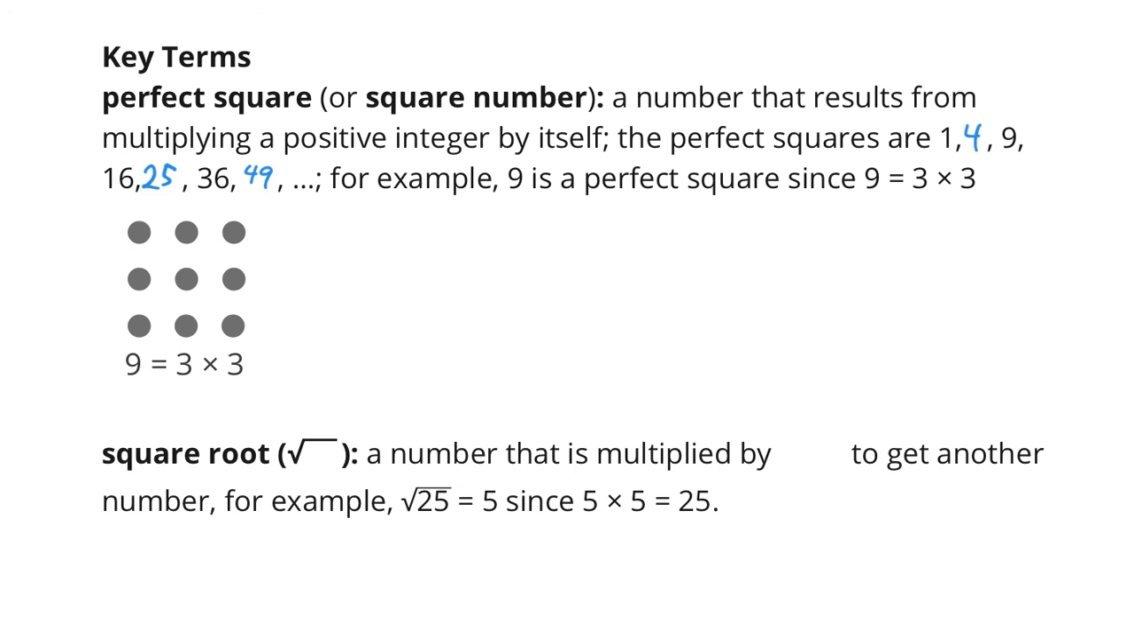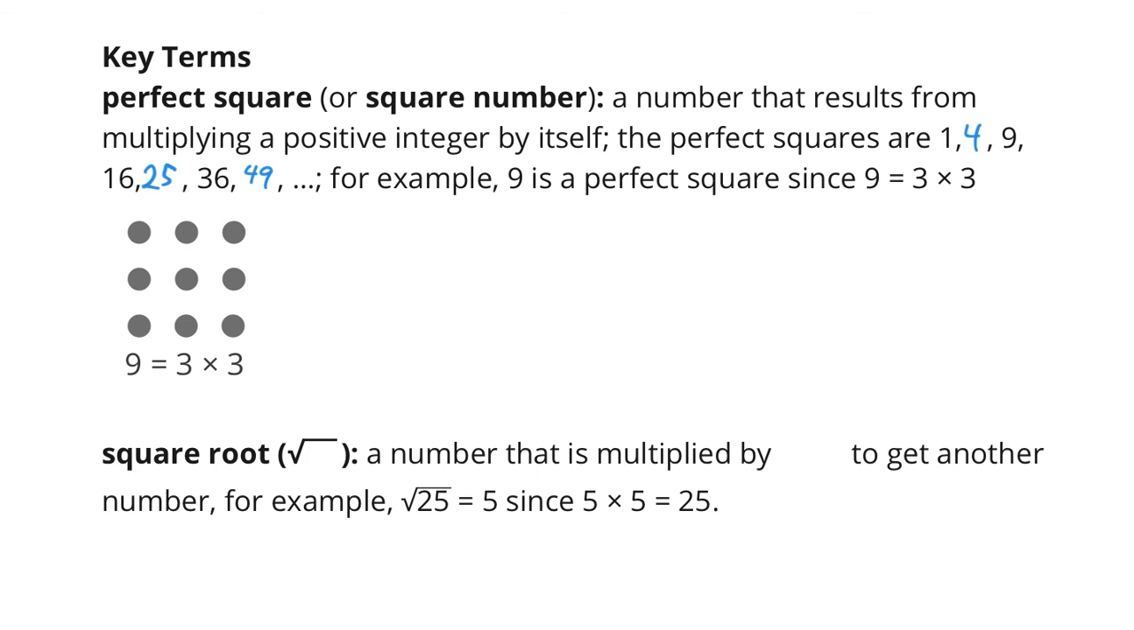1 is a perfect square because 1 times 1 is 1. 4 is a perfect square because 2 times 2 is 4. 3 times 3 is 9. You can see the pattern. 4 times 4 is 16. 5 times 5 is 25. 6 times 6 is 36. 7 times 7 is 49. For example, 9 is a perfect square since 9 equals 3 times 3. And you can see it makes a perfect square like that.